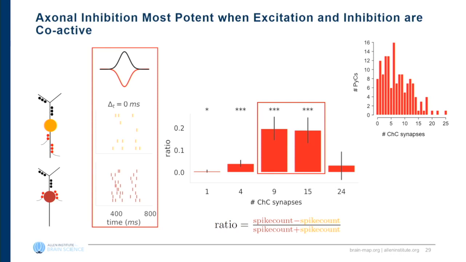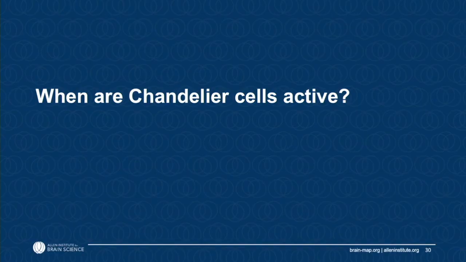Chandelier axonic projections are most effective when the excitation and inhibitory barrages are coactive. But what are these chandelier cells doing in vivo? And for that, we turn to June. Thank you, Arnie. My name is Zhuang.